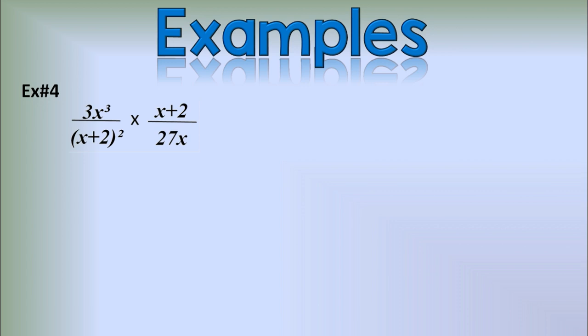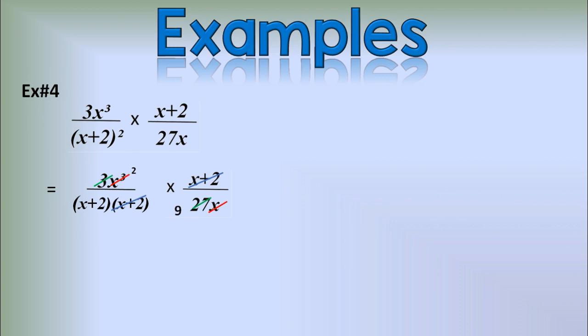Example number 4. This example is very easy and interesting. As you can see, in the denominator of fraction number 1, we have the algebraic expression x plus 2 squared. Now, instead of actually taking the square of the expression x plus 2, we will just write it twice, because we know the square just means twice, and then we will cancel out the expression x plus 2 with x plus 2 in the numerator of fraction number 2.